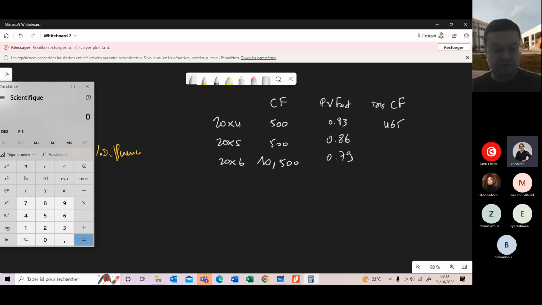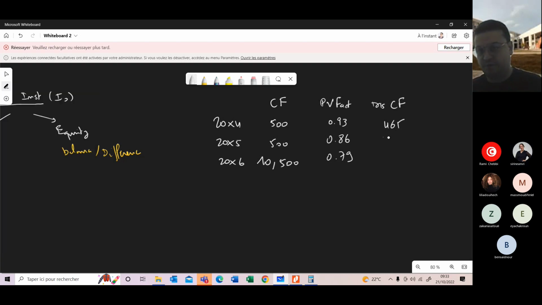Then 430. And 8,295. And then we compute the sum of the discounted cash flows: 9,190. Excellent. So this is the sum, and of course we know that the redemption should be for 10,000.